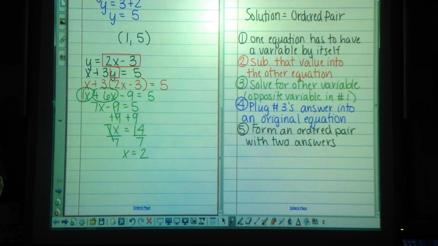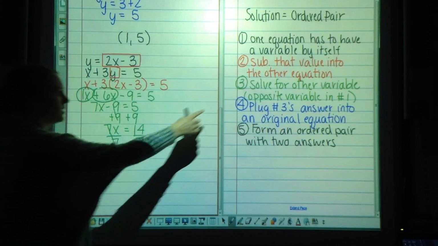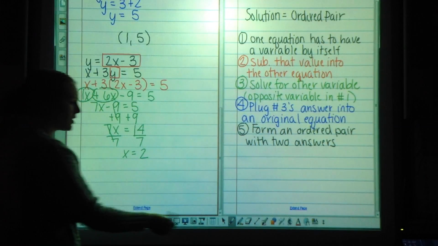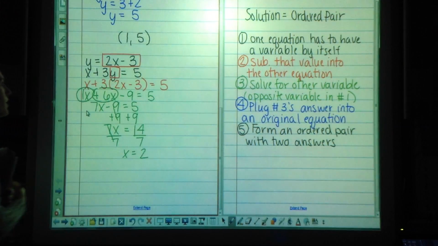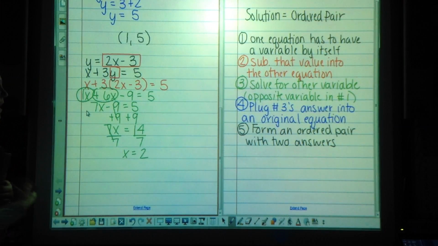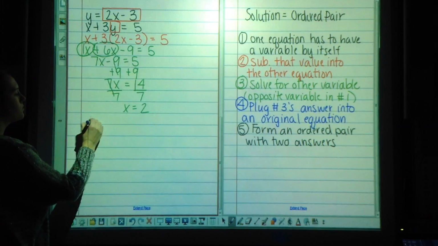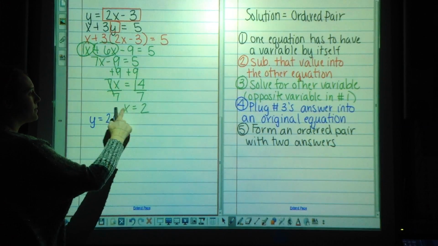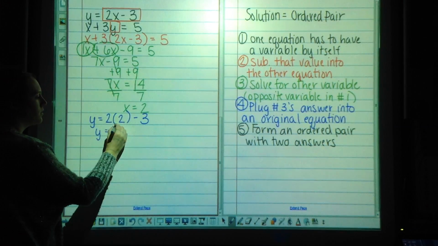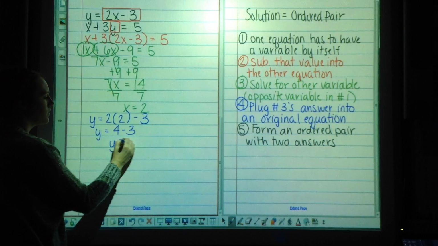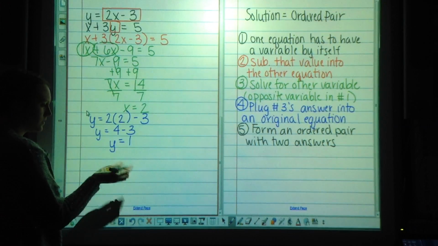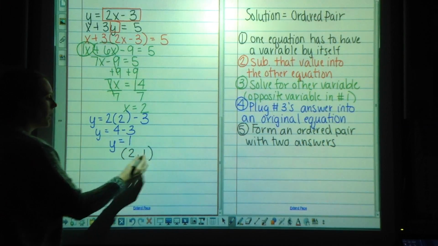So number 4 says, plug number 3's answer, number 3 was to solve for x, into an original equation. It doesn't matter which one, you can pick either or. I like to pick this one because the y is already by itself. I'm trying to find y equals. So y equals 2 times my x value, which is 2, minus 3. So y equals 1. My ordered pair, x y, is 2, 1.